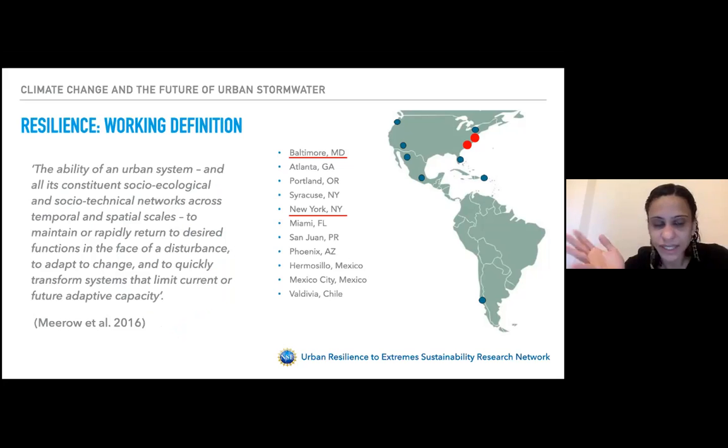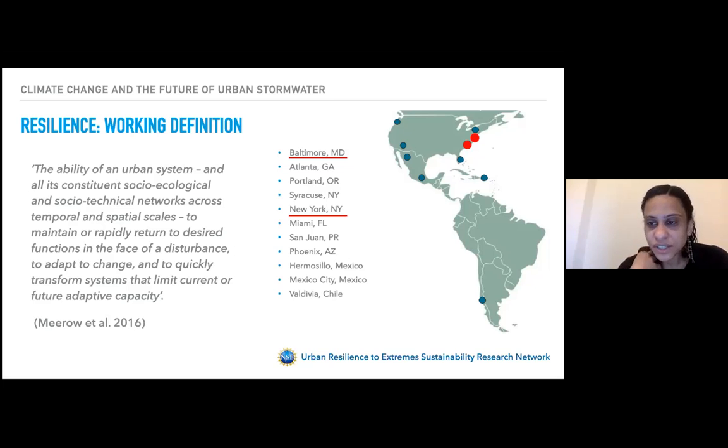I know that's something that's still openly being discussed: the ability of an urban system and all of its constituent socio-ecological and socio-technical networks, across temporal and spatial scales, to maintain or rapidly return to desired functions in the face of a disturbance, to adapt to change, and to quickly transform systems that limit current or future adaptive capacity.